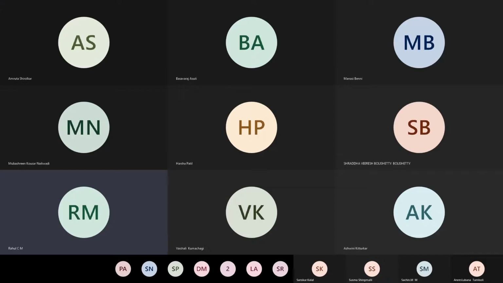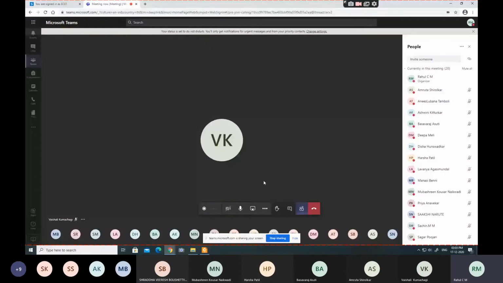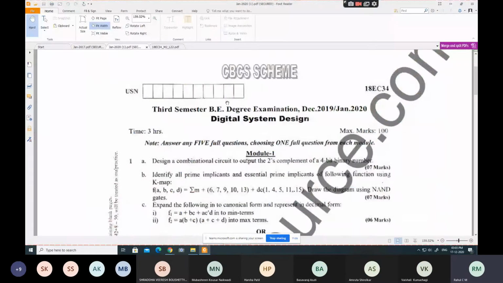Lecture is on digital system design. Today in this lecture we'll be discussing the question papers. We were discussing question papers, so we'll continue our discussion on them. In the last class, the morning class, we discussed combinational circuits and how to implement a 2's complement of a 4-bit binary number using a combinational circuit. That was the question.